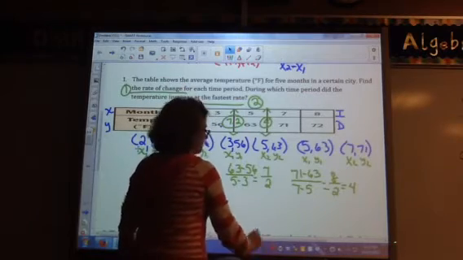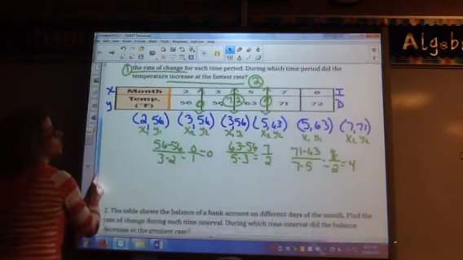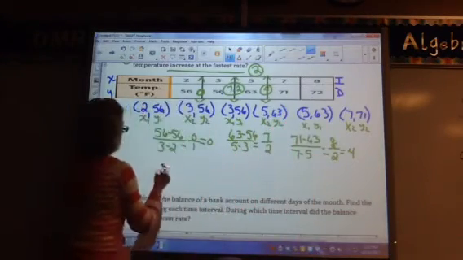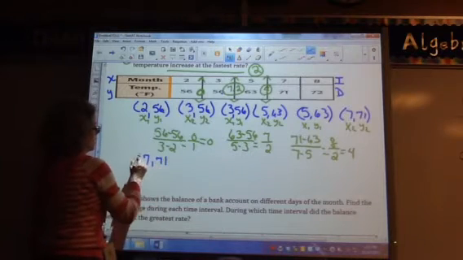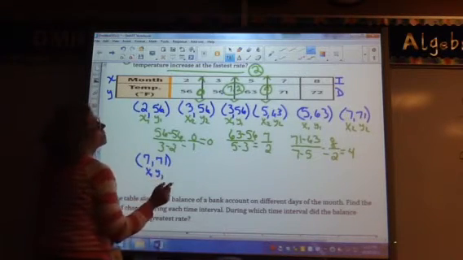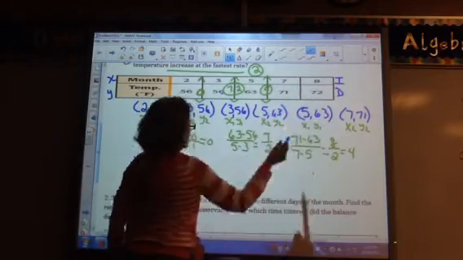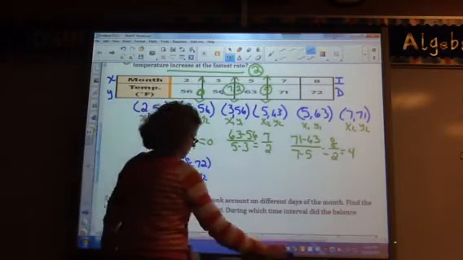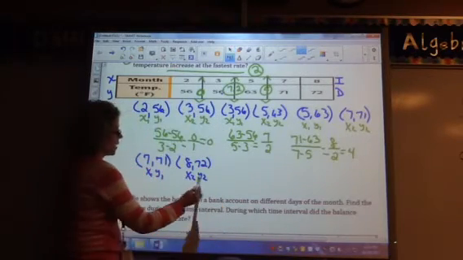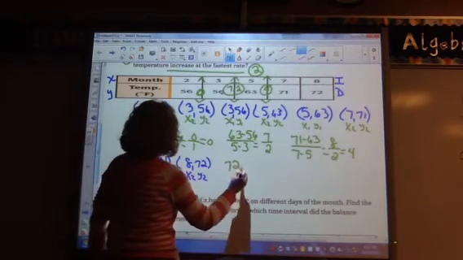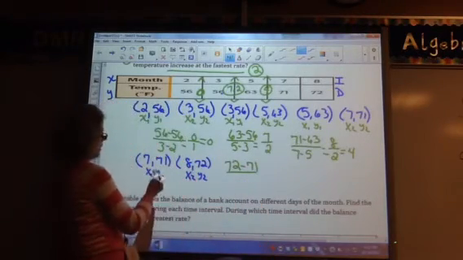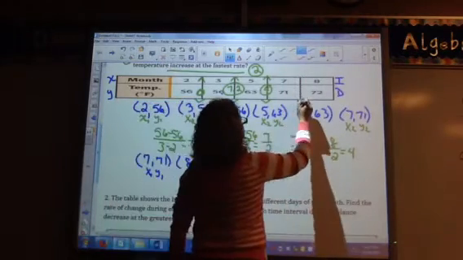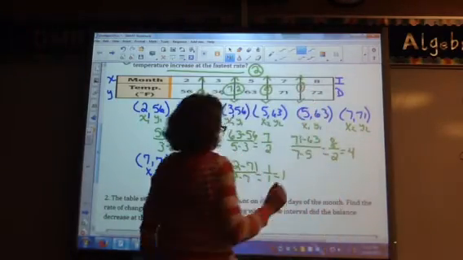And we got one more. Let's see if I can move this up a little bit. Okay, so our last one is going to be from this month to this month. So I have 7, 71 as our first point, and I have 8, 72 as my second point. Find the change of your y values, change of your x values. So the difference between these 2 months is 1.